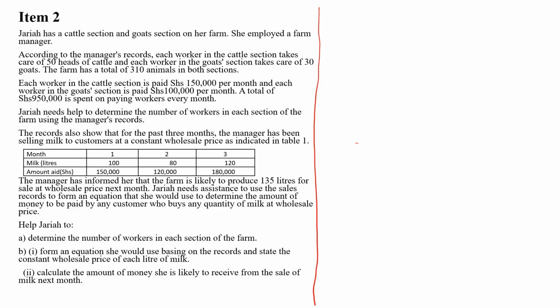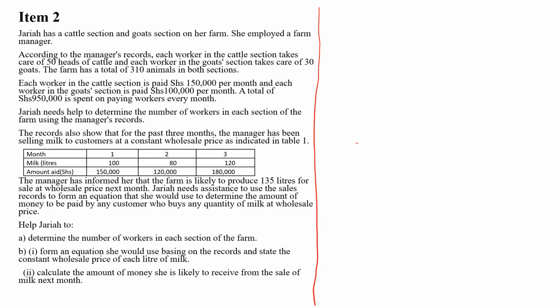Now, when you read this item, the first paragraph here, the first part is all about simultaneous equations. As you can see, two totals there and also two conditions, but talking about the same things. They are talking about workers, and then another part they are asking the number of workers.